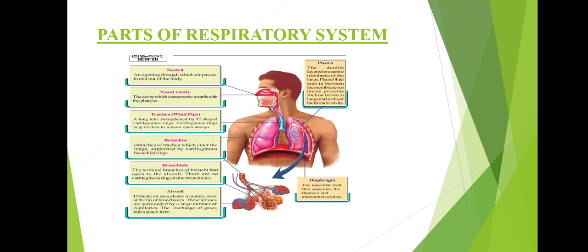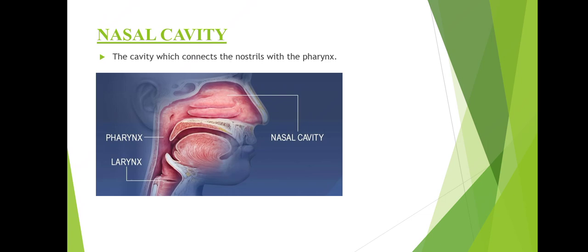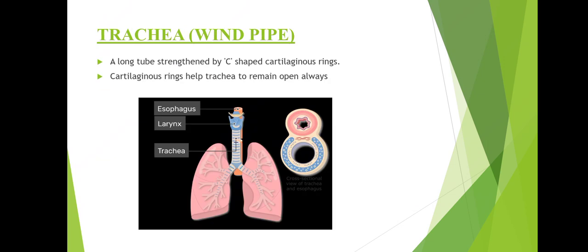Now we can look into the important parts of the respiratory system. Some of the important parts of the human respiratory system are nostril, nasal cavity, trachea, bronchus, bronchiole, alveoli, pleura, and diaphragm. Now we can look into each part in detail. First one, the nostril, an opening through which air passes in and out of the body. Next is the nasal cavity, the cavity which connects the nostrils with the pharynx.